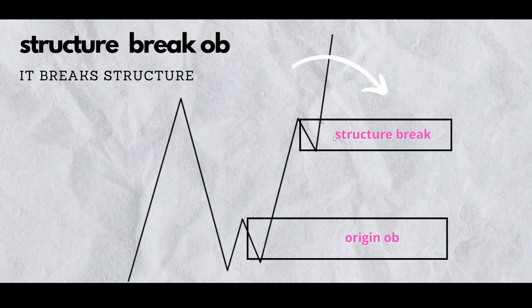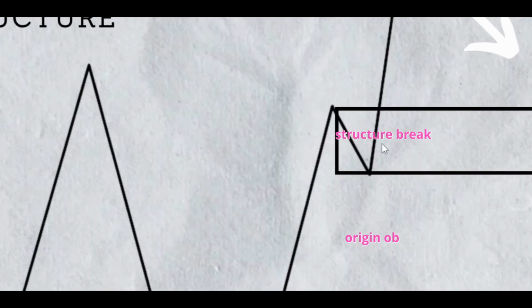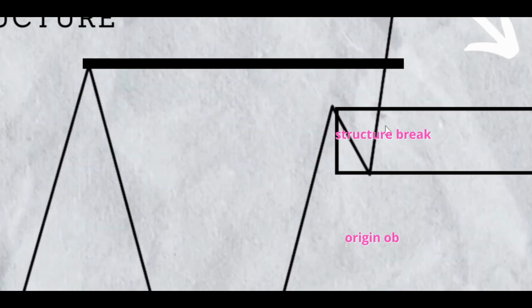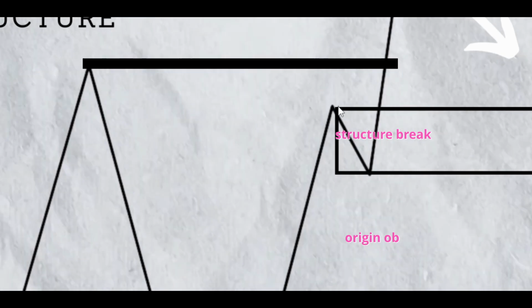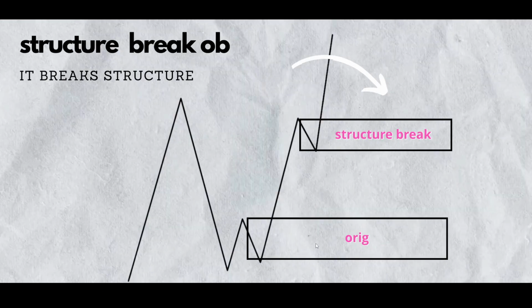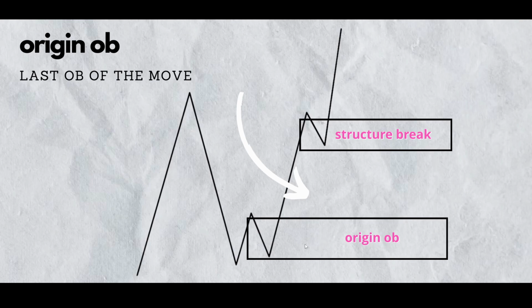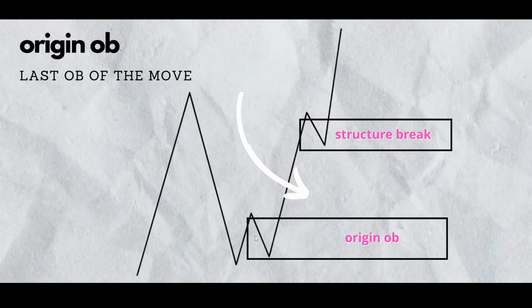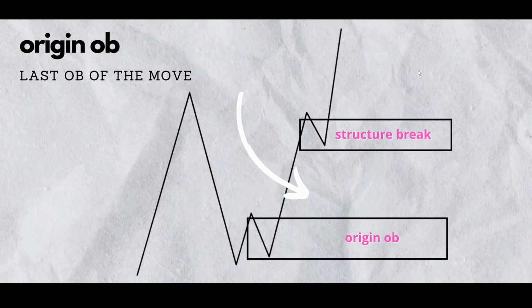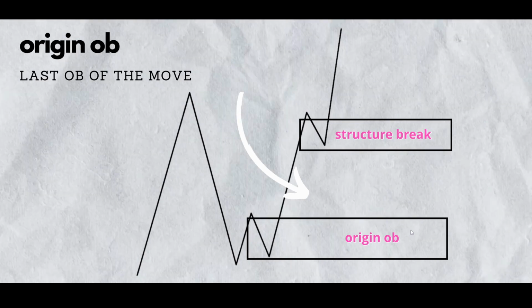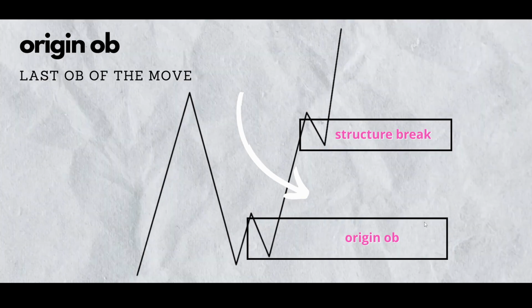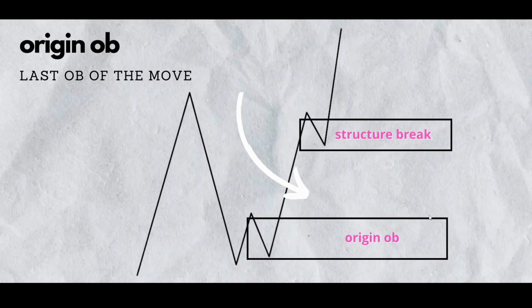So what is the difference between structure and origin? The structure order block has broken some kind of structure. Here we can see that this higher high was broken by this structure order block, and this is the origin order block. It is the origin of this move, the origin of this higher low. That's why it's called origin order block or retracement order block, because if price comes all the way to the order block, it retraces at least 70 to 80%, so we can also call this retracement order block.